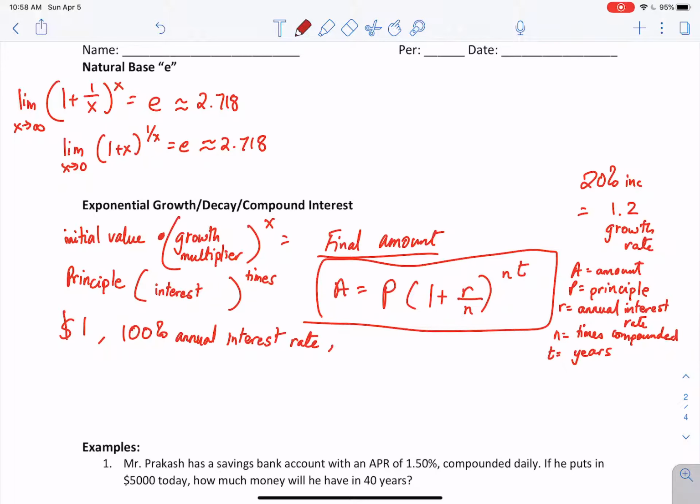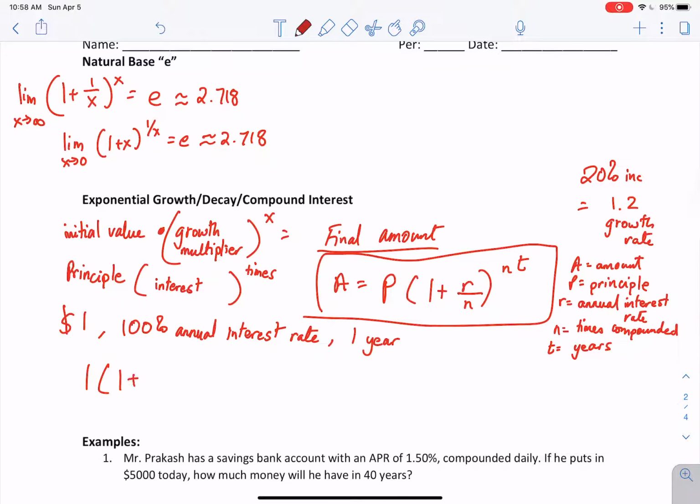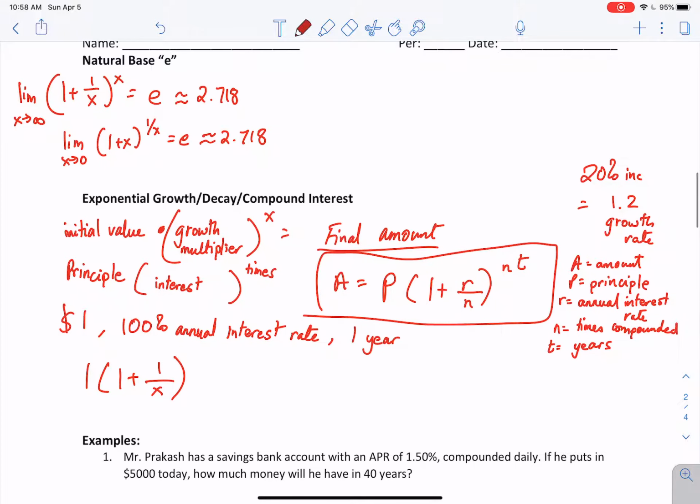And we get 1 year, because after this, the bank's going to go out of business. So if I try to plug all these numbers into my formula, I get principal of $1, 100% interest rate. I don't know what my number of times compounded is, so I'll do the number of times compounded times 1. Well, this is 1 plus 1 over x, to the x.